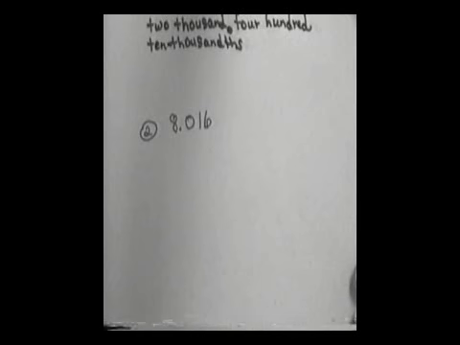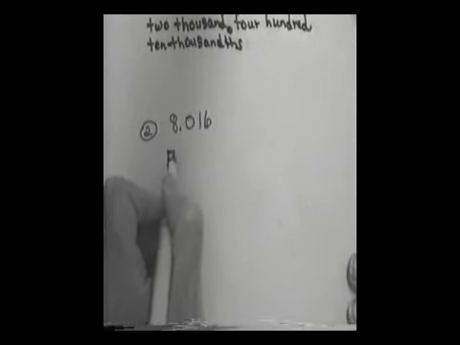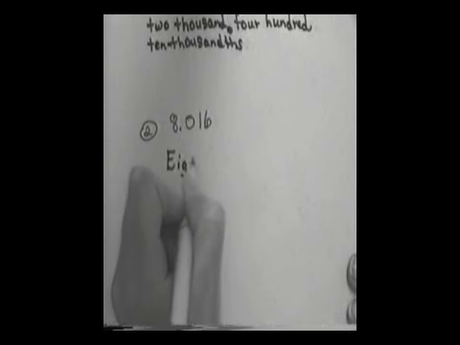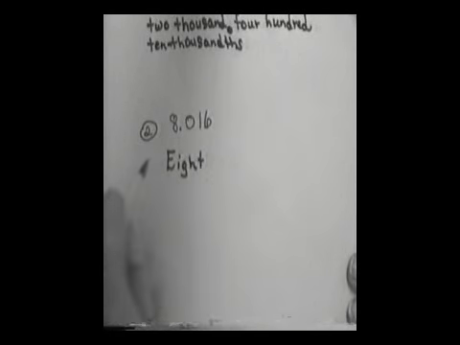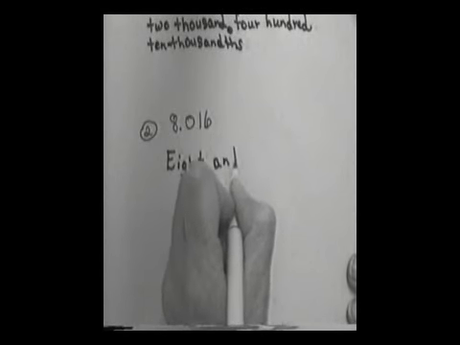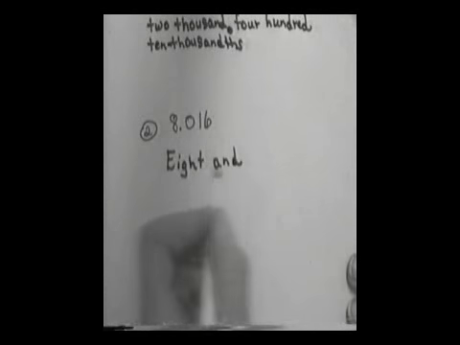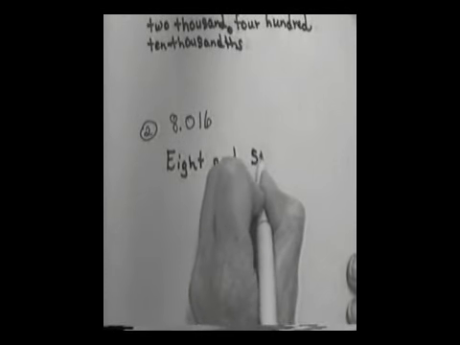Let's look at another one. Let's see if we can write the word name for this one. Our whole number is the number to the left, so it's 8, so I'd write 8. And then my decimal is my and, then the number I see is 16. So I say 8 and 16.